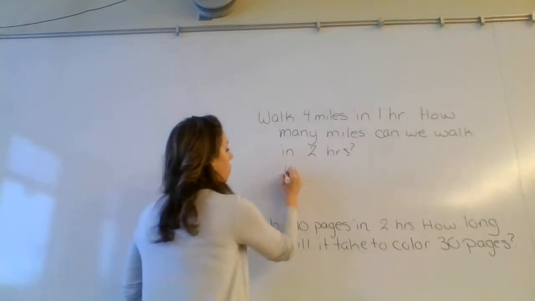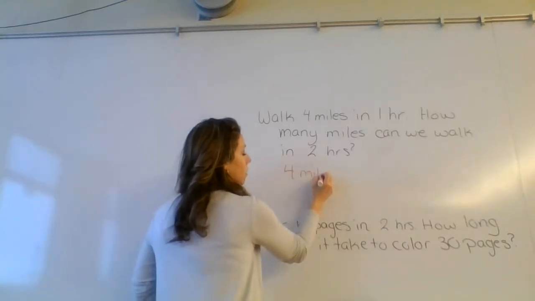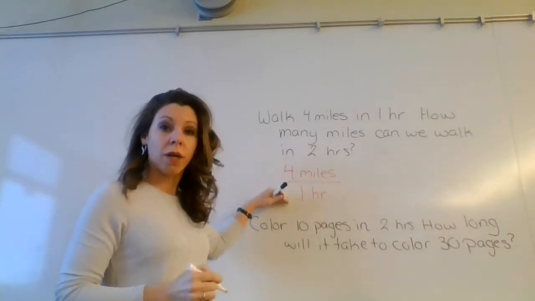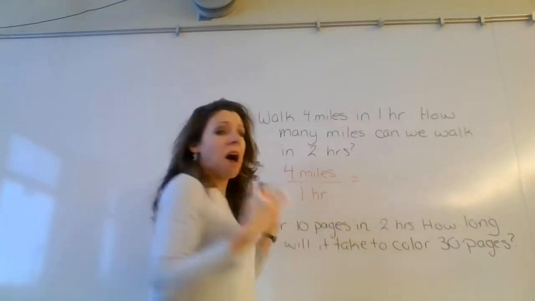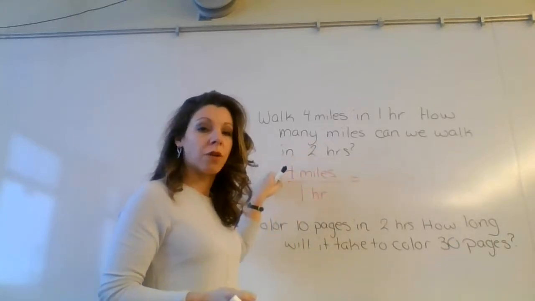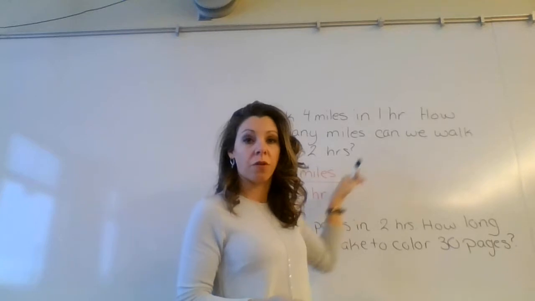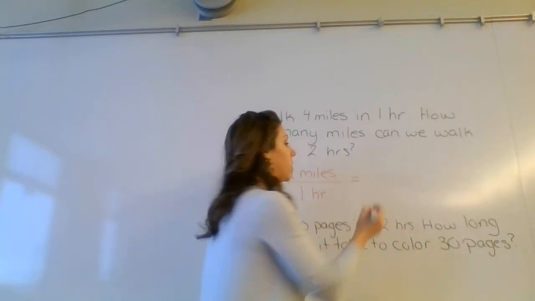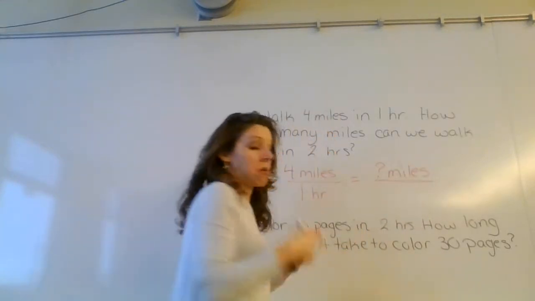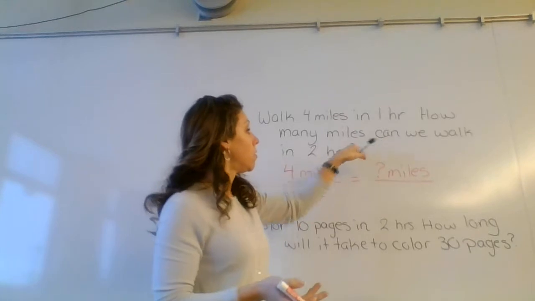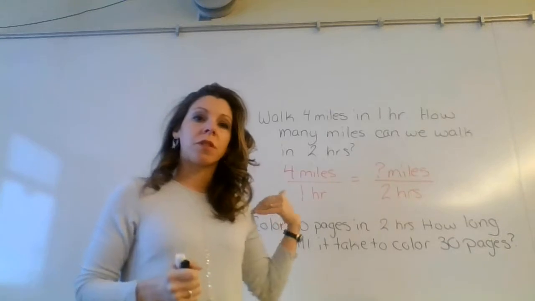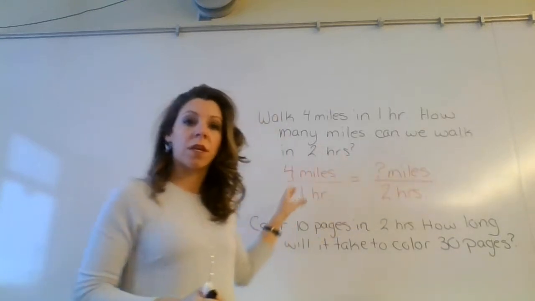I can walk 4 miles in 1 hour. So 4 miles per 1 hour would equal how many miles? I don't know. So because I have miles in the numerator here, I also need to have miles in the numerator here. So I don't know how many miles I can walk, so I'm just going to put a question mark there. So I'm going to walk, I don't know how many miles, in 2 hours. So now the students can see that we really have two ratios that are set equal to each other.